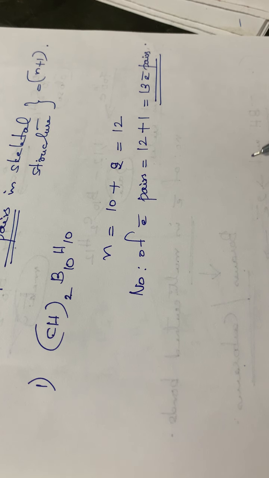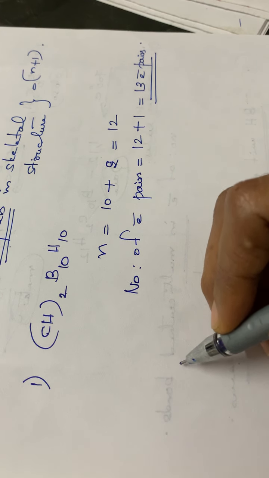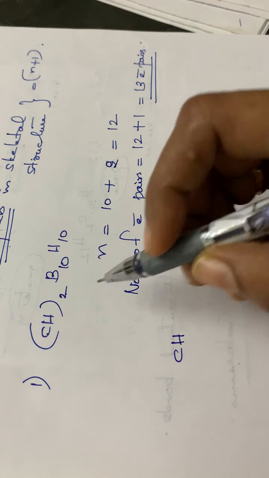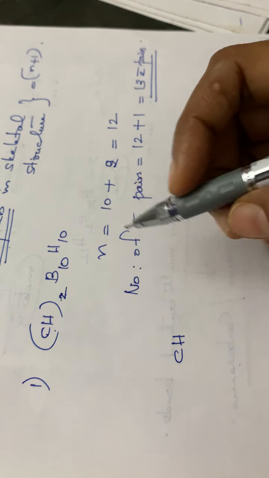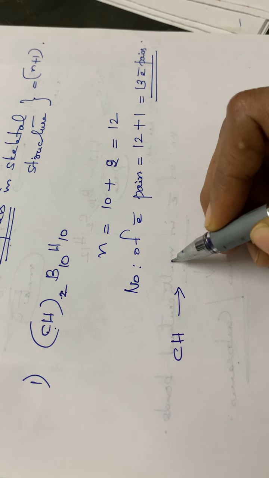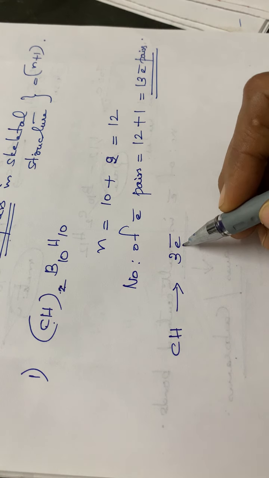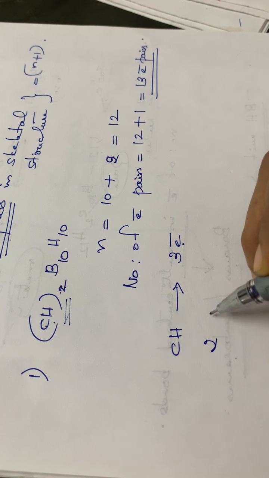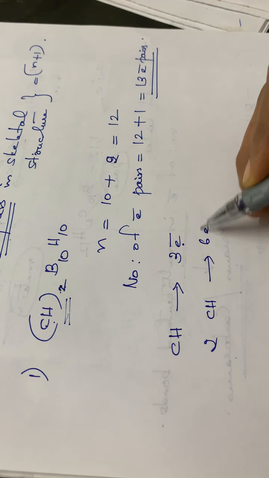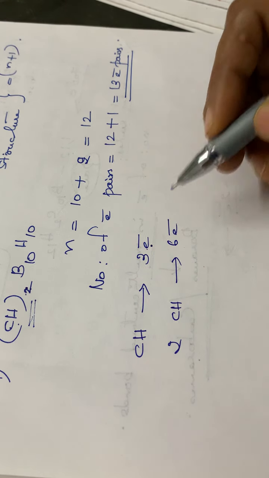So now you have to apply Wade's rule also. According to Wade's rule, the last point is that the CH units, see here it has got CH units. How many CH units? 2 CH units are there. One CH unit will be contributing 3 electrons, isn't it? So 2 CH units means it will be contributing 6 electrons, that is 3 into 2, 6 electrons.